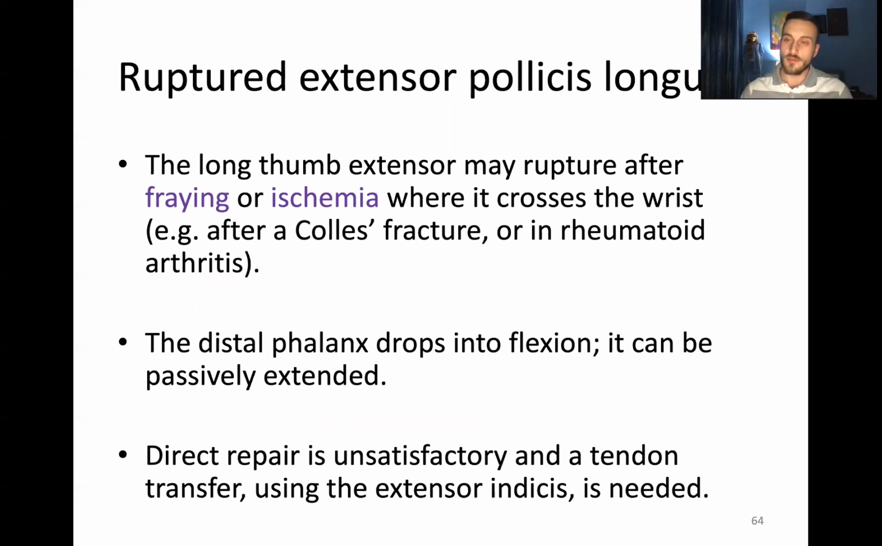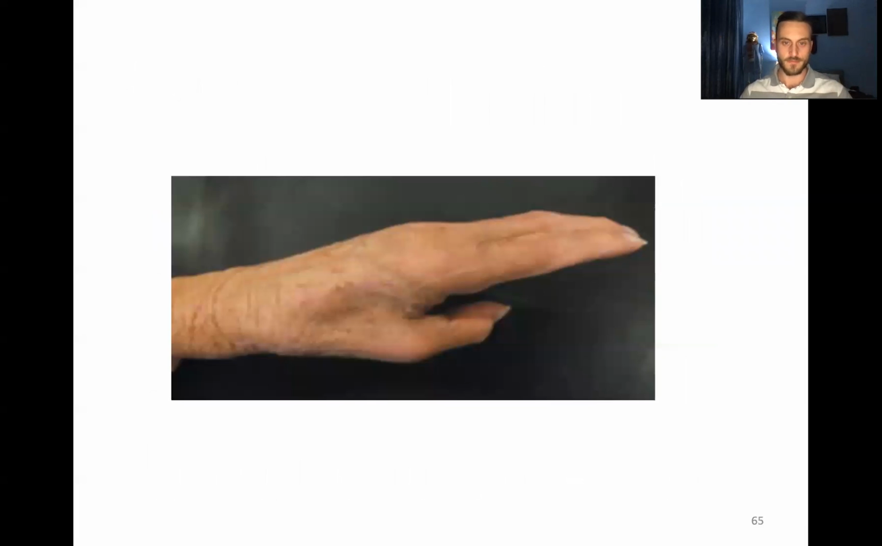Ruptured extensor pollicis longus: because it does extension of the thumb, you will lose extension of the thumb. It could be an injury alone, for example by a cut wound, or it might be from a fracture, as you remember in upper limb fractures, Colles fracture, or it might be with rheumatoid arthritis. So what to do for these patients? Direct repair is unsatisfactory, and tendon transfer using extensor indicis is needed, especially for patients who have chronic diseases.